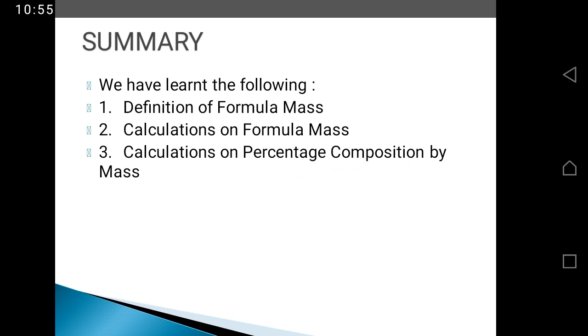Summary. We have learned the following. Definition of formula mass. Don't forget I said the formula mass is the sum of the individual relative atomic masses of elements in a compound. We have learned how to calculate the formula mass, and also how to calculate percentage composition by mass of each element in a compound.